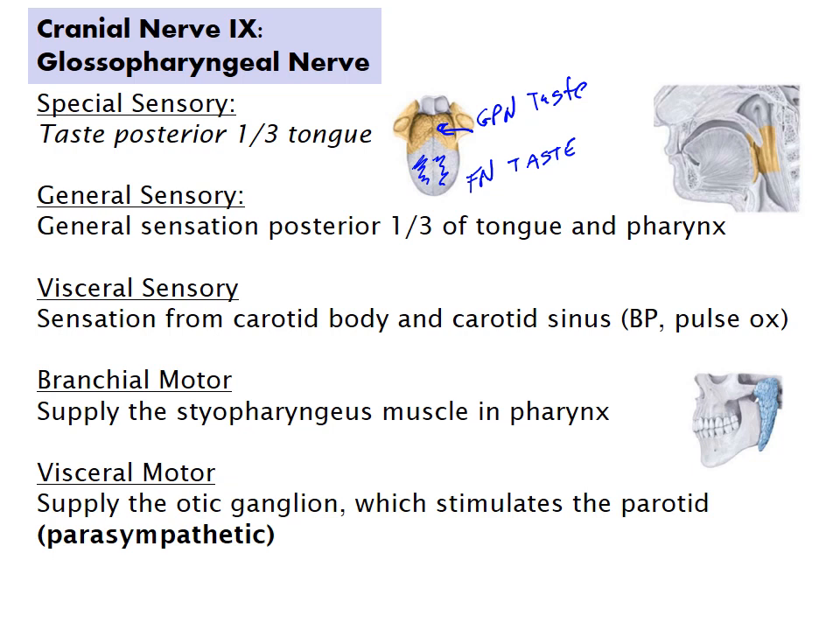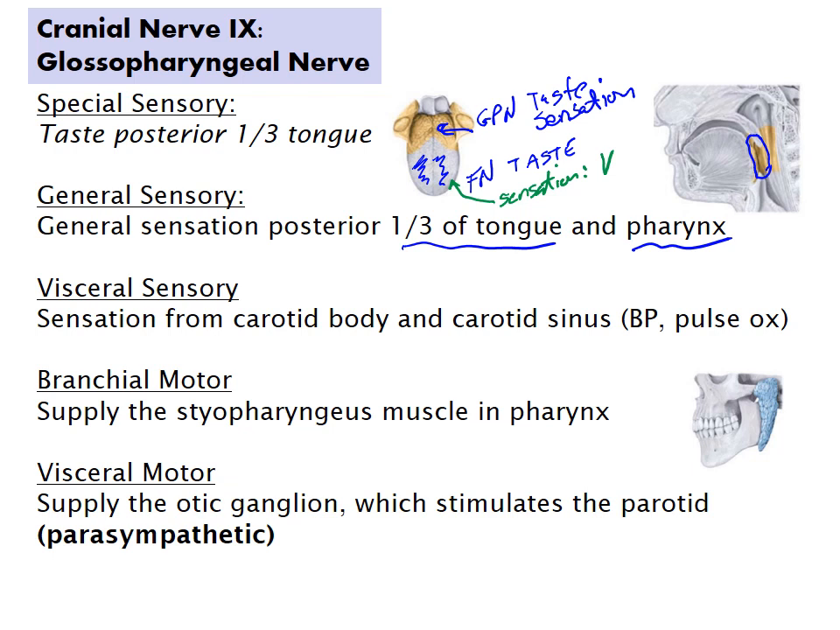And then also, as you may recall, the general sensation was done by which nerve? Do you remember? It's cranial nerve number 5 for the anterior 2/3. But for the posterior 1/3, the glossopharyngeal nerve is going to do both sensation and taste. So that's what we see here. And it's also going to supply sensation to the pharynx as well. So we can see that back in this area.